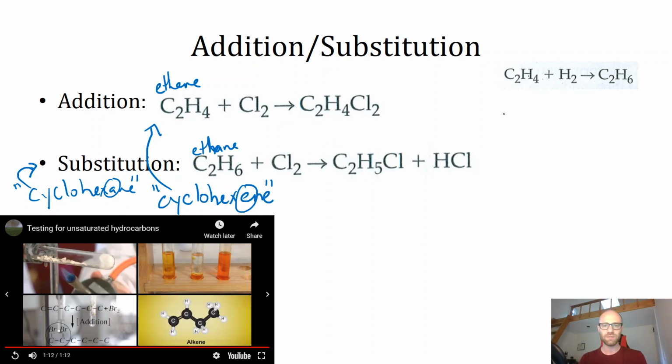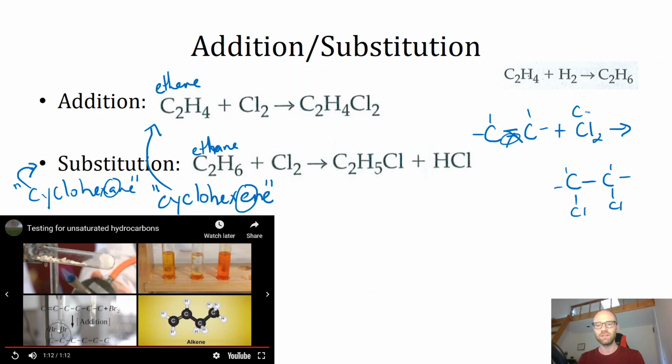But if we were to draw out some structures, what we would have for your ethene would be this. And if we added chlorine or bromine to that, what they're telling us is we actually get this. And the way this reaction works in an addition is that this double bond gets broken open and the two chlorines kind of fall in to take those open spaces that are created.